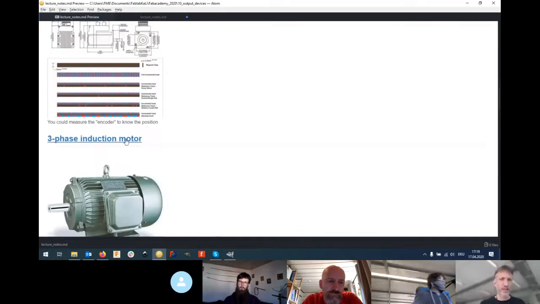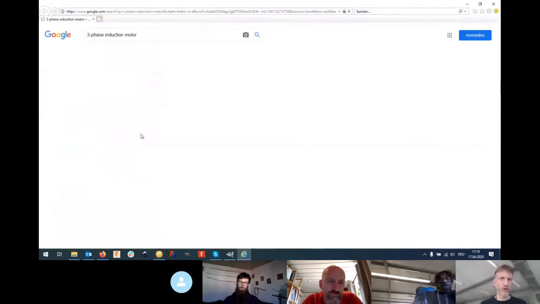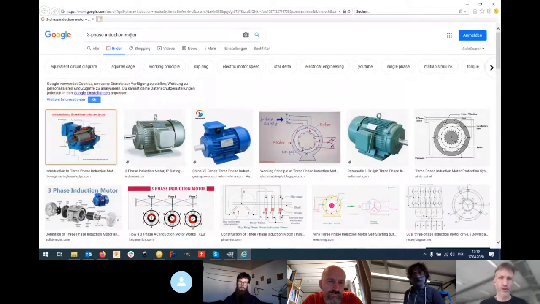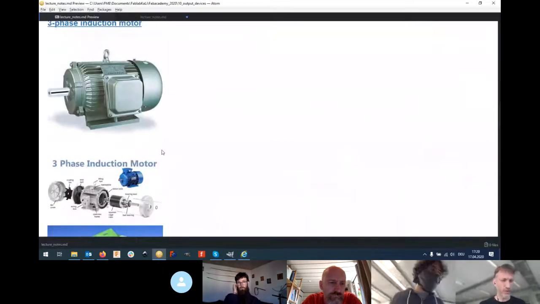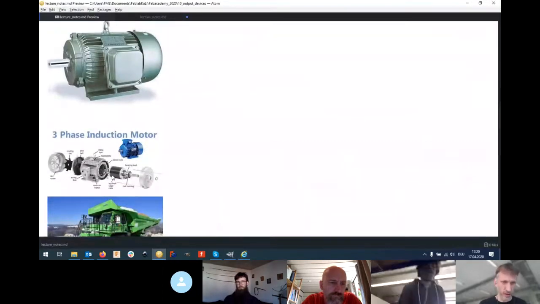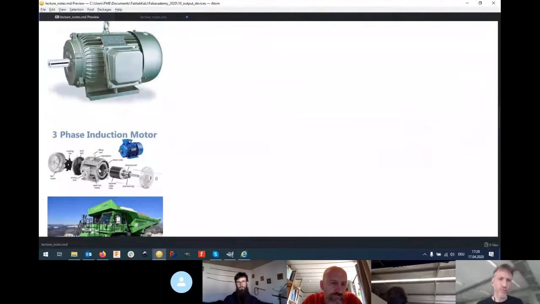Okay, but actually the motor that runs our world is the three-phase induction motor. This is the most common motor that is put almost anywhere. It's also a brushless motor, so it has no brushes. It looks very similar to a brushless DC motor, but instead of having the magnets on the rotor or on the stator, it's an induction motor. So it induces a current in some aluminum stripes that are on the motor.